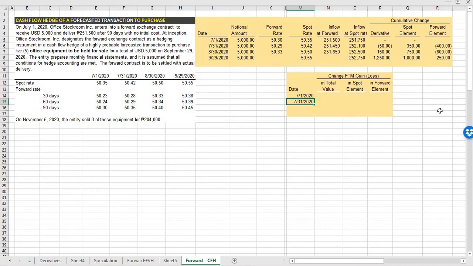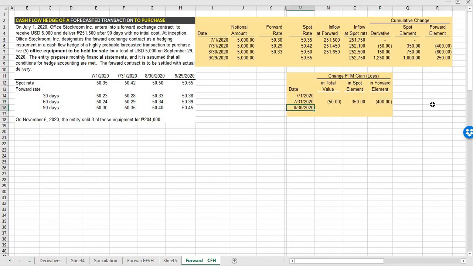So, magkano ang change natin dito sa July 31, 2020? So, unahin natin yung total value ng derivative. So, ito daw ay negative 50. So, paano na-compute ang negative 50? So, siya ay na-compute as, syempre, negative 50 minus 0 kasi wala siyang value ng July 1. Then, for the spot element, syempre, 350 kasi 350 minus 0. Then, for the forward element, pwedeng negative 50 minus 350, kaya ito ay negative 400. O kaya naman, syempre, negative 400 minus 0.